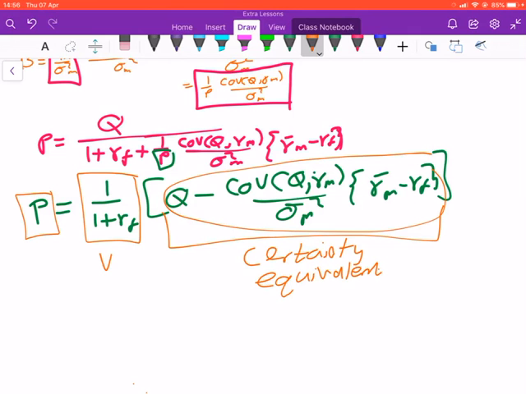If they ask you to calculate the certainty equivalent, I mean, it doesn't matter. But if they do, this is what you would do.